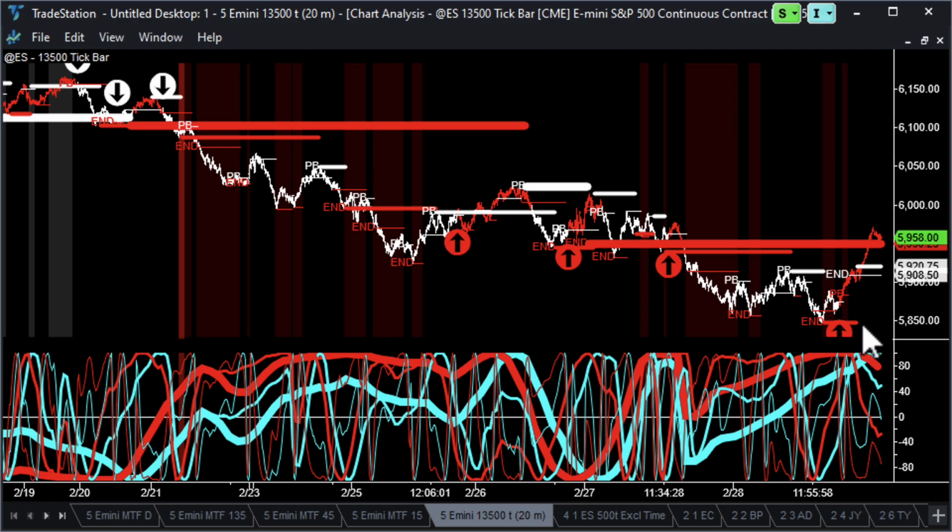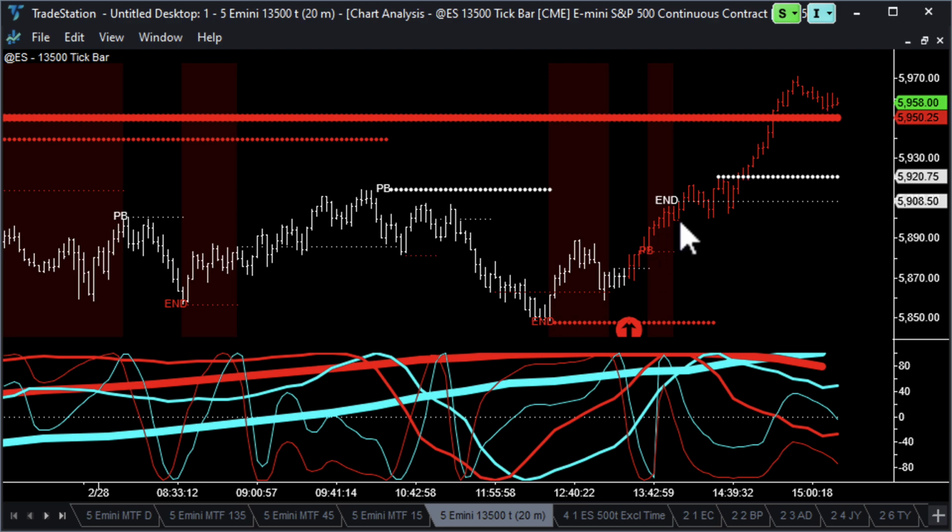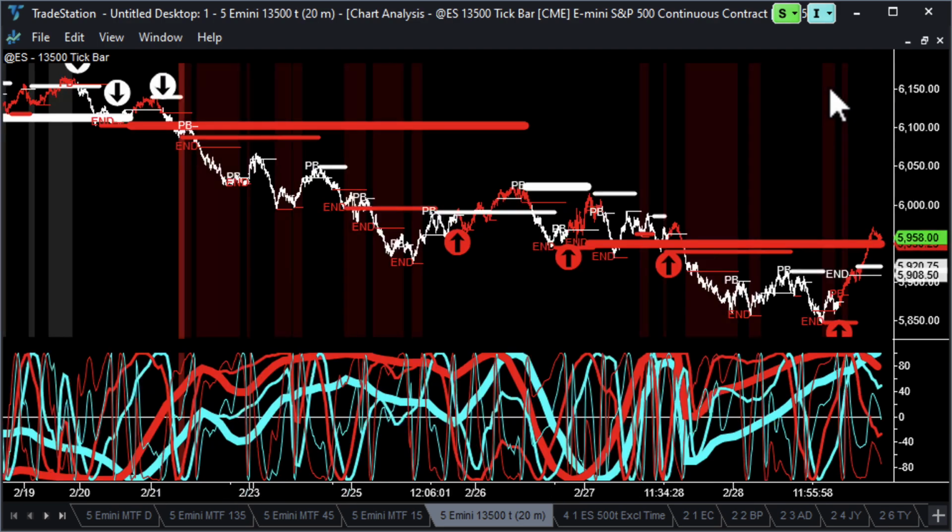That's the inverted head of this move, and then the sign of strength comes in here, and we break into a kind of concerted uptrend here. The bars are in red. We're in an uptrend in terms of price. So that's what we needed to do in terms of price.